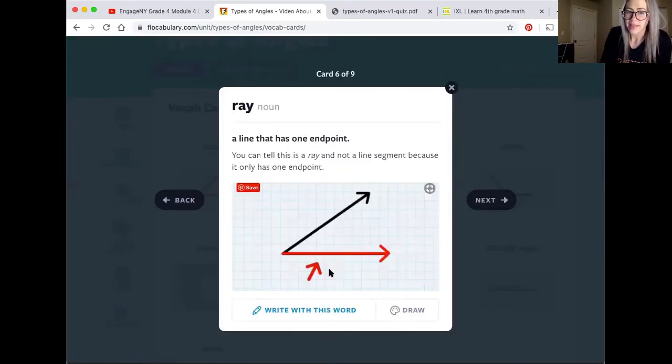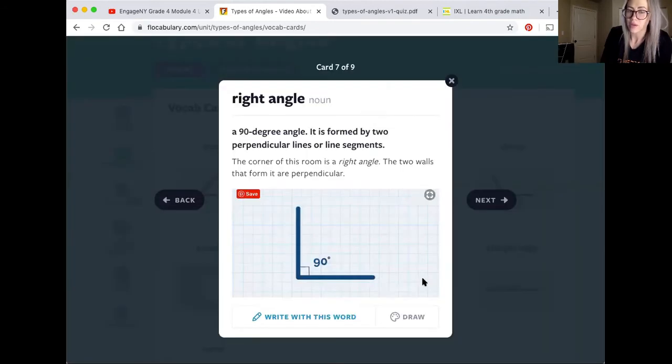Ray, a line that has one endpoint. Right angle, a 90 degree angle, it is formed by two perpendicular lines or line segments. And we showed that these are two line segments as they don't have the arrows at the end. And then we show that it's 90 degrees with that square where the angle lies. If that is a square right there, you know it's a right angle. That's the only way we mark 90 degrees, okay?